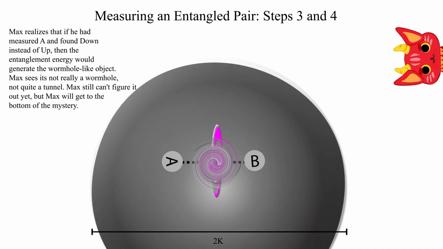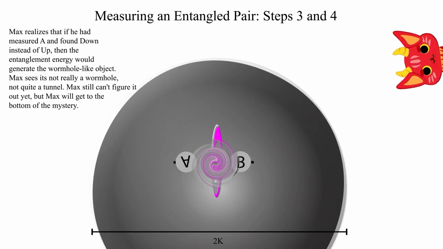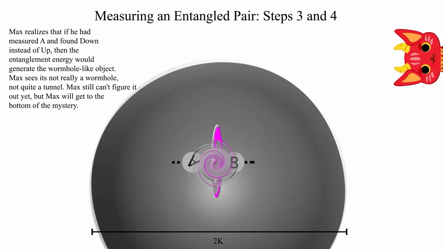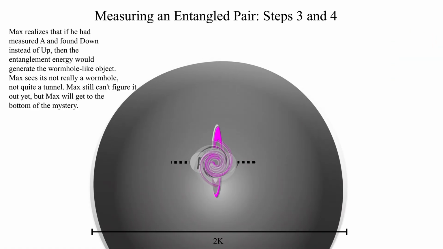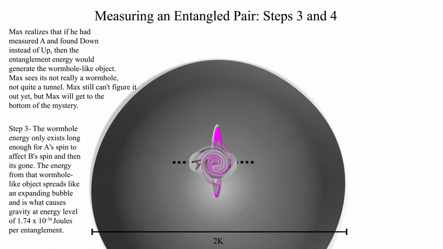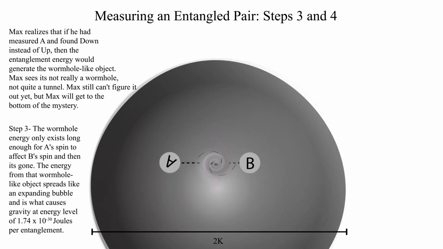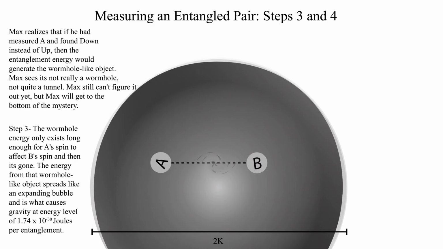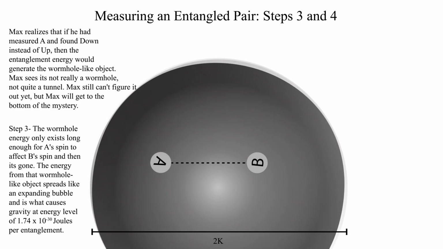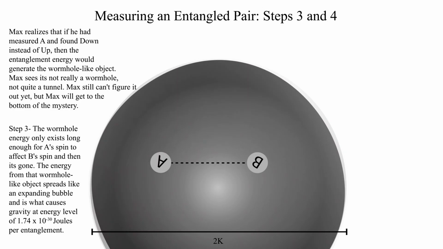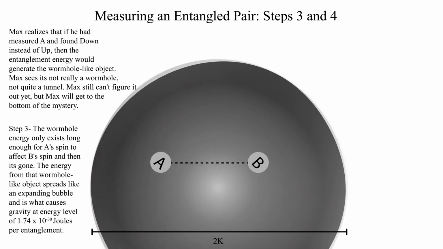Max sees it's not really a wormhole, not quite a tunnel. Max still can't figure out yet, but Max will get to the bottom of this mystery. Step 3. The wormhole energy only exists long enough for A's spin to affect B's spin, and then it's gone. The energy from that wormhole-like object spreads an expanding bubble and is what causes the gravity at the energy level of 1.74 times 10 to the negative 30 joules per entanglement.